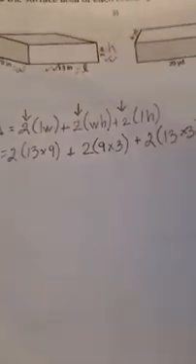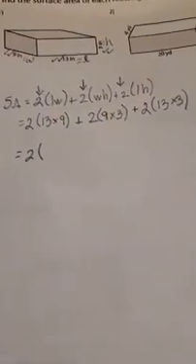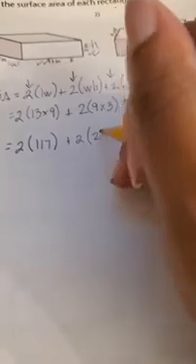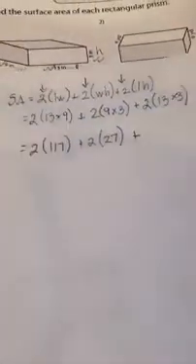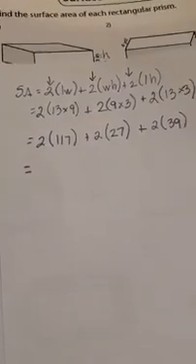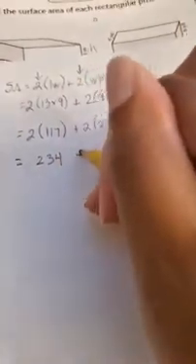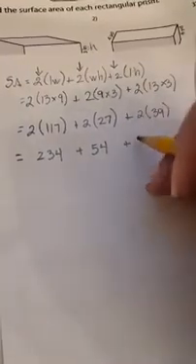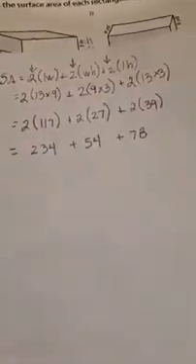Okay? So now we need to do this math. So 2 times 13 times 9 is 2 times 117. Plus 2 times 9 times 3 is 2 times 27. Plus 2 times 13 times 3 is 2 times 39. Okay? 2 times 117 is 234. Plus 54. Plus 78. Let's add these numbers up.